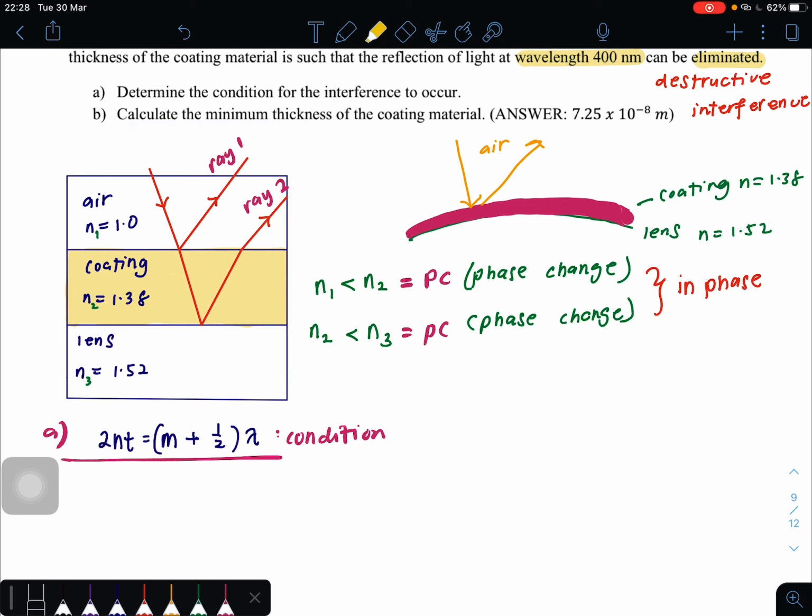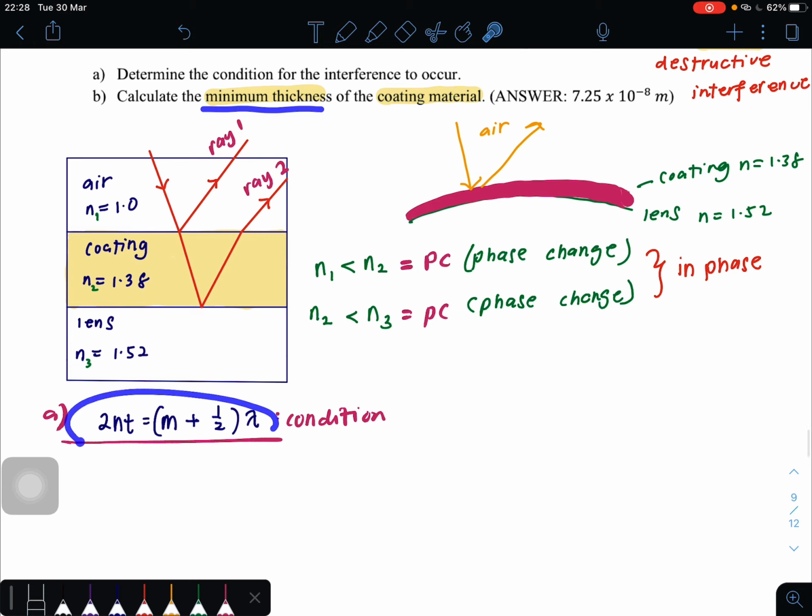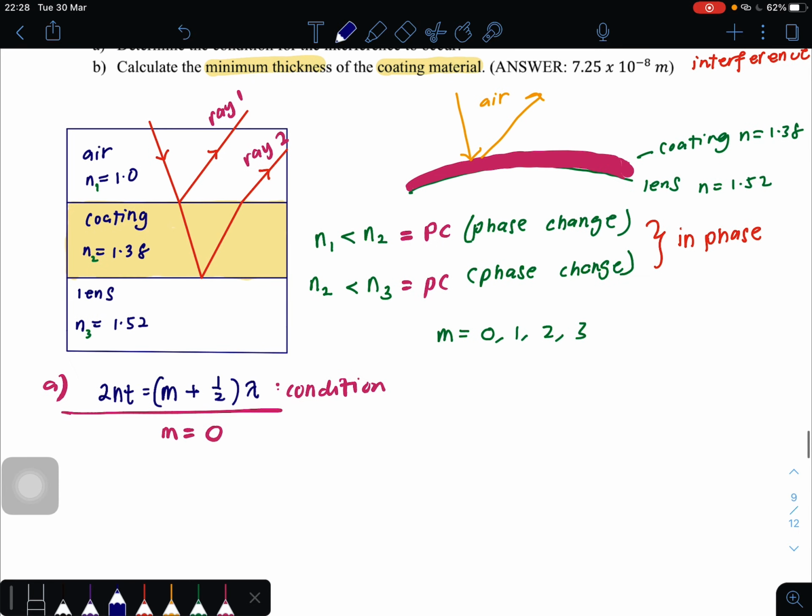Okay, so we want the minimum thickness for the coating. This means we will use N for the coating material. N is equal to 1.38. And then here, minimum thickness. Okay, since we use this formula, for the formula with plus 1 over 2, the minimum value is m equal to zero, because we know that m can be 0, 1, 2, 3. And since it asks for the minimum, and we are using this formula with plus 1 over 2, the minimum is equal to zero.